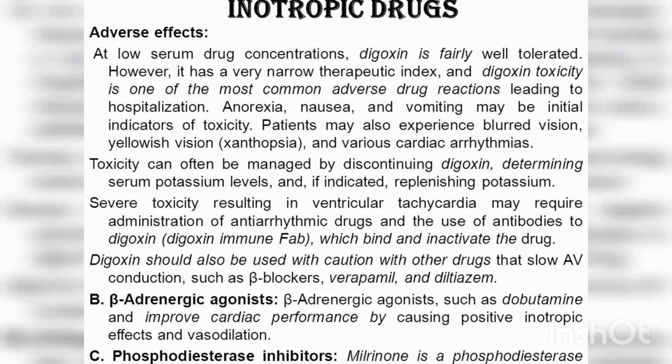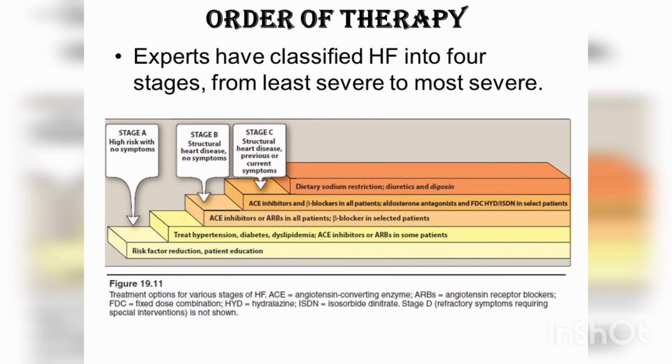Digoxin should also be used with caution with other drugs that slow AV conduction such as beta blockers, verapamil and diltiazem. Beta adrenergic agonists such as dobutamine improve cardiac performance by causing positive inotropic effect and vasodilation. Phosphodiesterase inhibitors, in which we have milrinone. Milrinone inhibits the phosphodiesterase enzyme. Experts have classified heart failure into 4 stages from least severe to most severe.